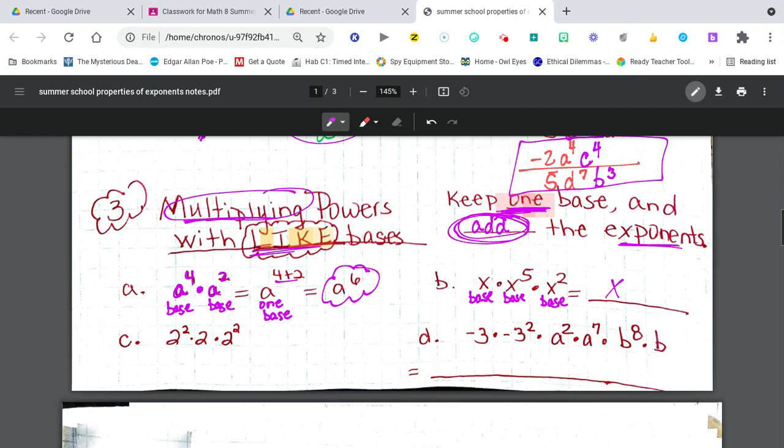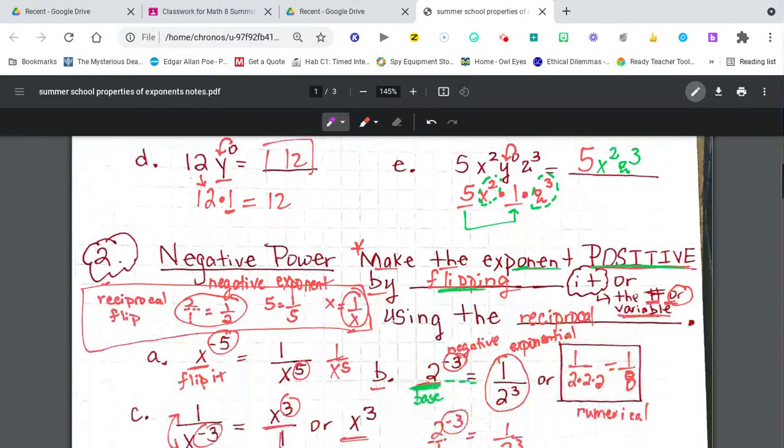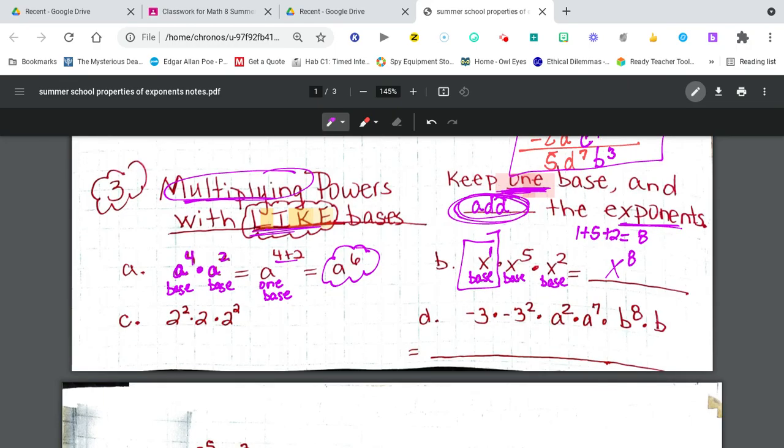Add. Now remember up here, I told you that an x with no exponent, or a number with no exponent, has an understood exponent of 1. So you're going to have to make use of that concept down here. This x does not have an exponent, so I'm going to put a 1. Now I'm going to add 1 plus 5 plus 2, and I get 8. So this becomes x to the 8th power.